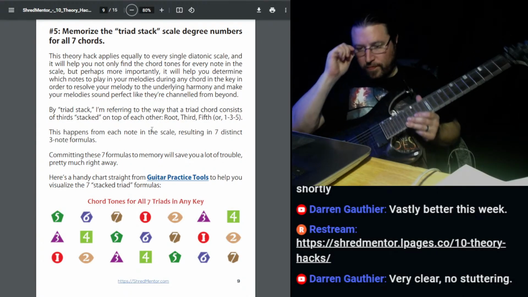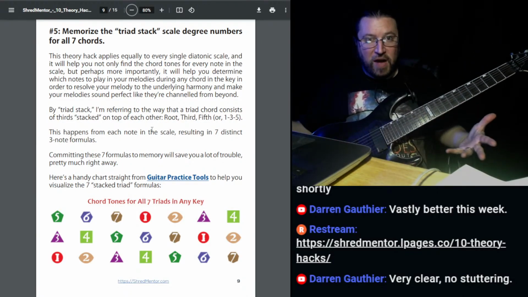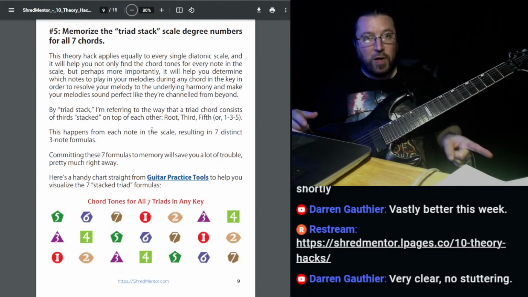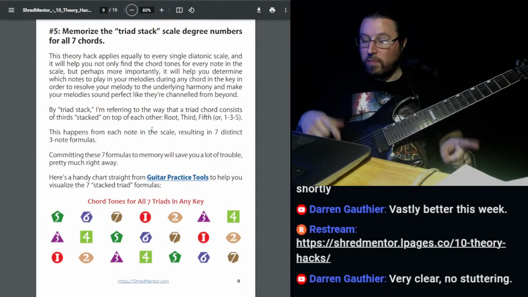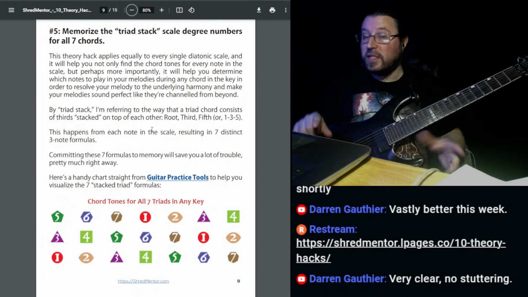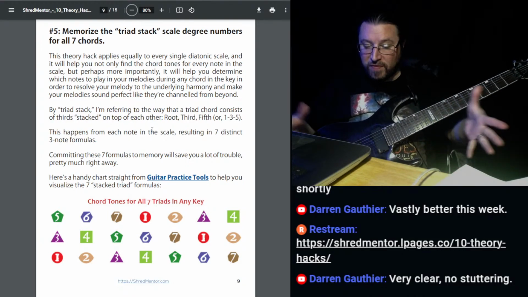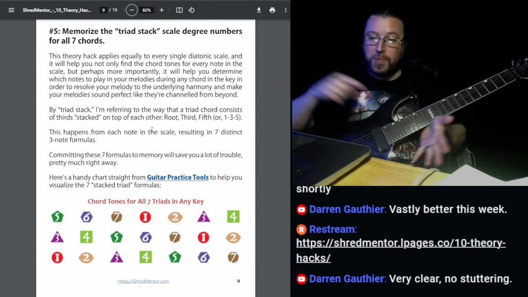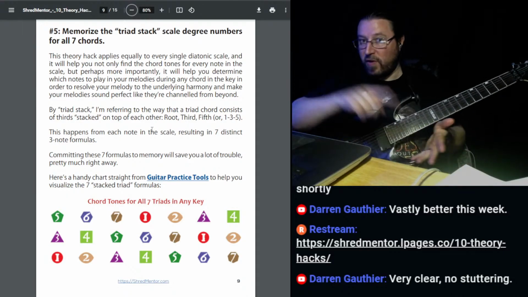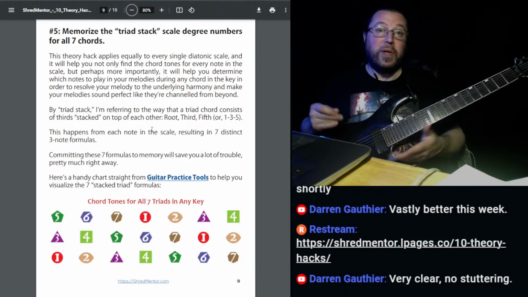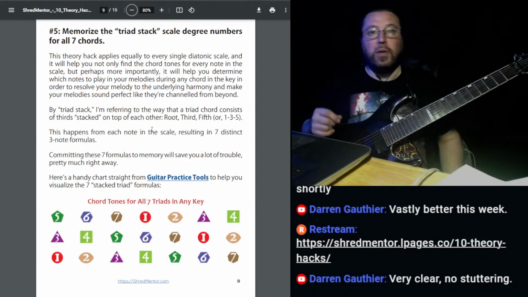So we apply 1, 3, 5 as a formula. Every other note. The note we're starting on is the root note of that chord. Even if it's not the root note of the scale, it's the root note of its own chord. But 1, 3, 5 is the formula we use to get that. Up 2 notes, up 2 more notes. That's how we do it. Every other note for 3 notes. And that is why we call it a triad, because it gives us 3 notes.